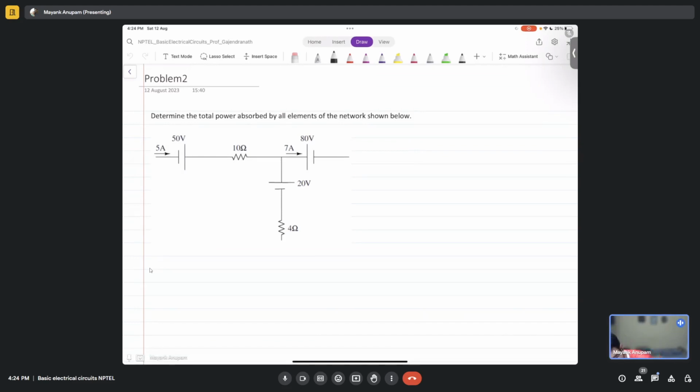Moving on to the next question. Determine the total power absorbed by all the elements of the network shown below. Tell me, how should I do it?